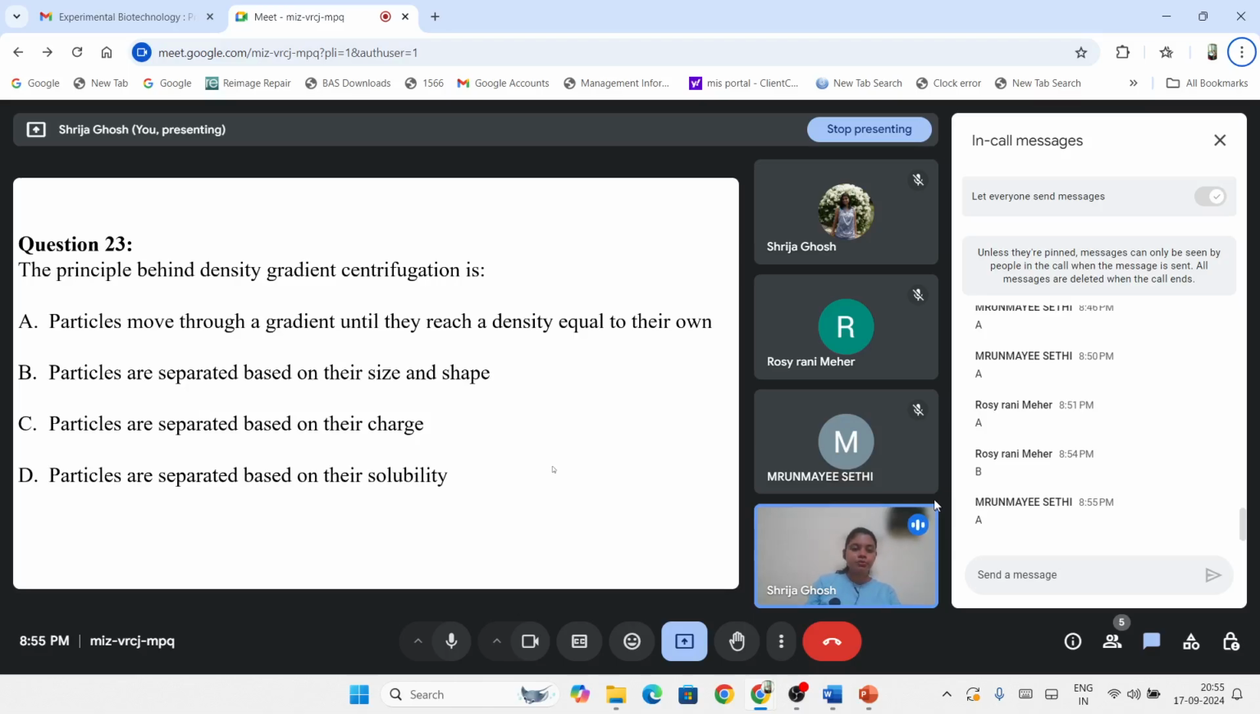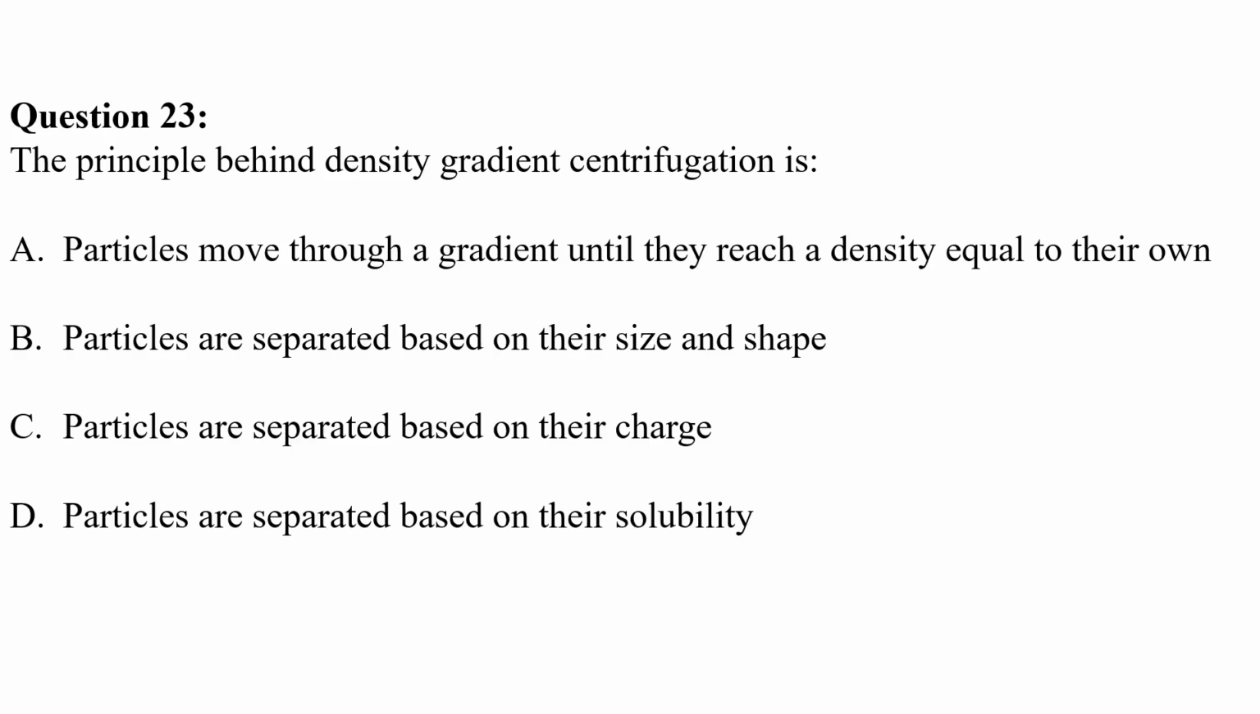Yes, option A. Mrunmayee has answered option A. That is the correct answer. So, what we have in density gradient centrifugation is a gradient of different densities. Generally, sucrose solution is used. Different concentrations of sucrose solution will have different densities, right?